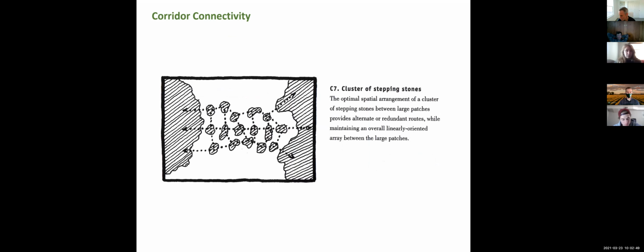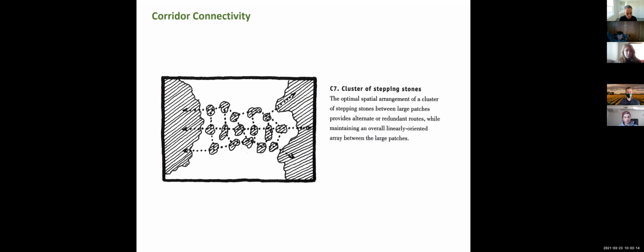And of course, the optimal arrangement of stepping stones in locations where a continuous corridor is not viable is to have more or less a field of stepping stones that provide numerous possible pathways for organisms to get from one patch to another. So the greater the variety of pathways available, the more resilient the network will be in the event that one of those stepping stones is lost.